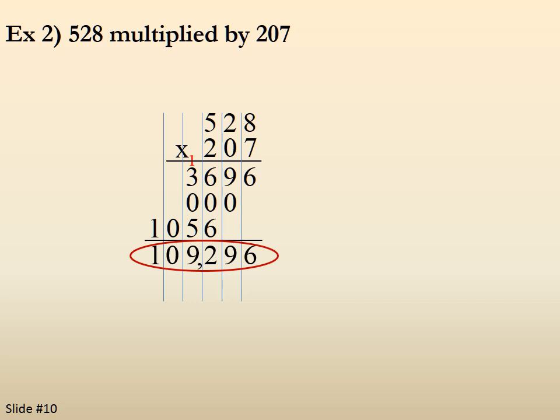So it's 109,296. Notice I put a comma in here. It's got 5 or more digits, so we put a comma every 3 digits starting from the right.